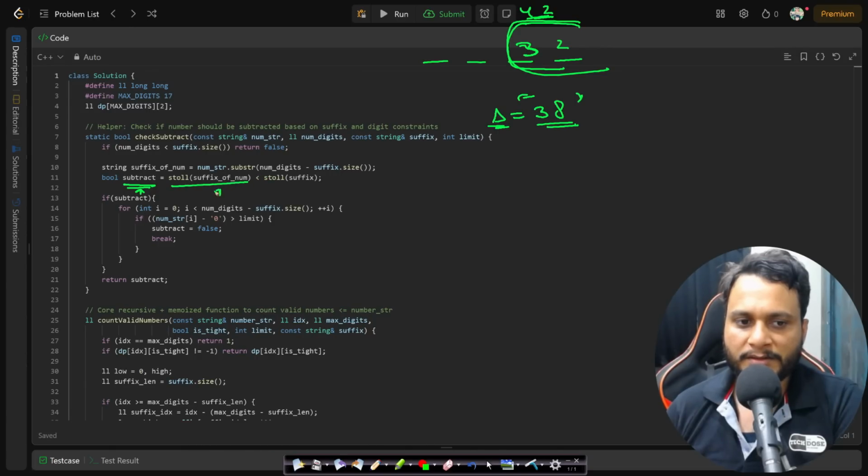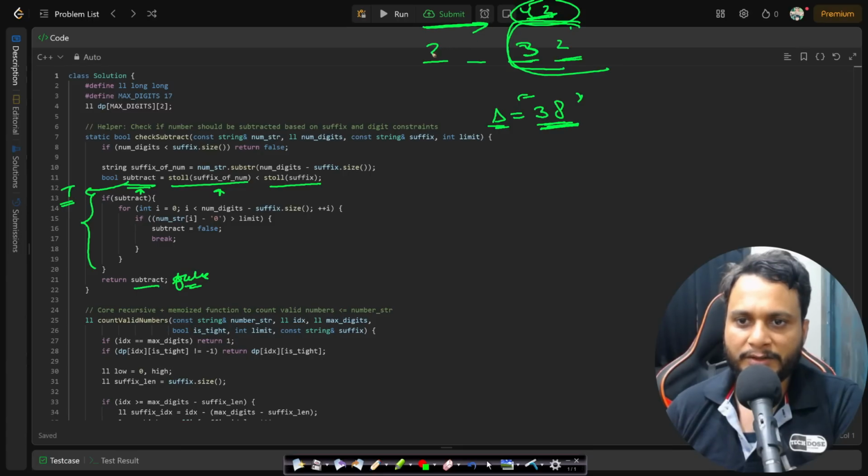So if the suffix of the number here is less than the given suffix, then yes, you might need to check the prefix items. Otherwise, if this 42 is already greater than or equal to 38, then you will just return 0. That means you will return a false value. I don't need to subtract. But in this case, if it is 32, then 32 is less than 38. So the boolean subtract will be set to true. And if it is true, then we will be checking all the prefix items.